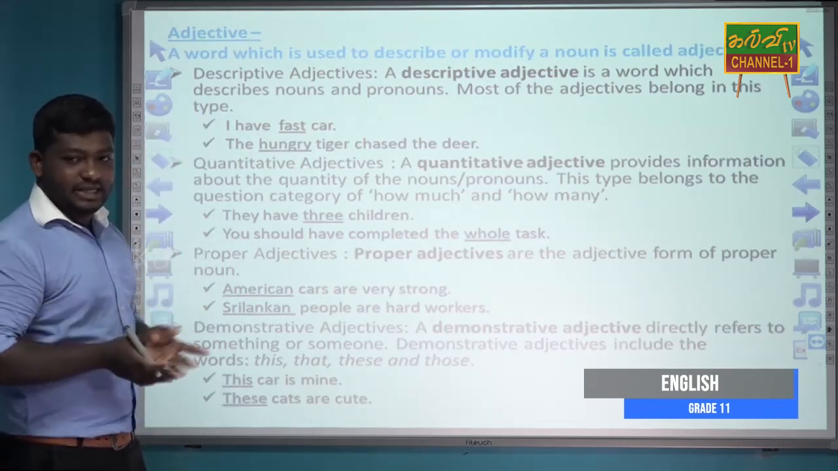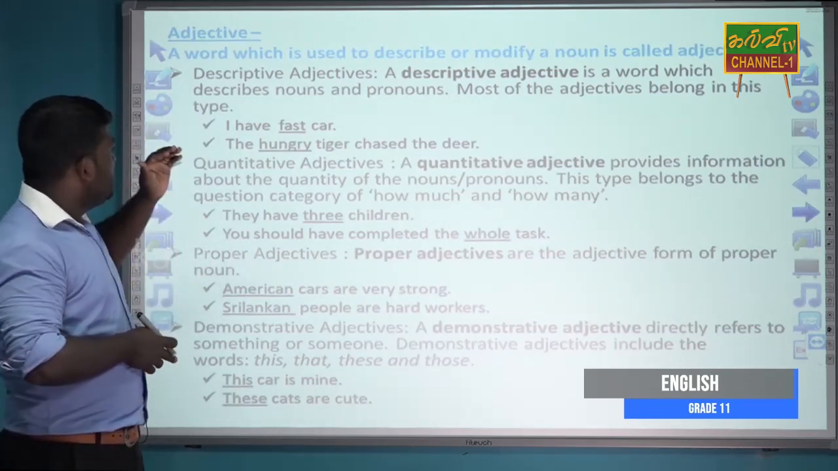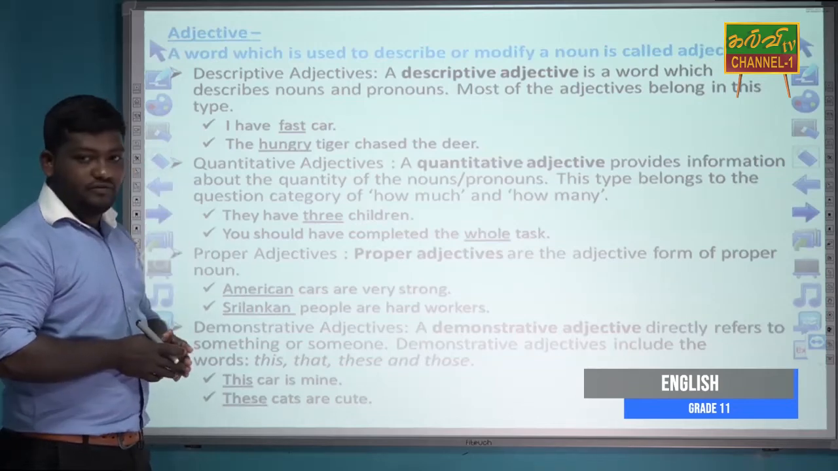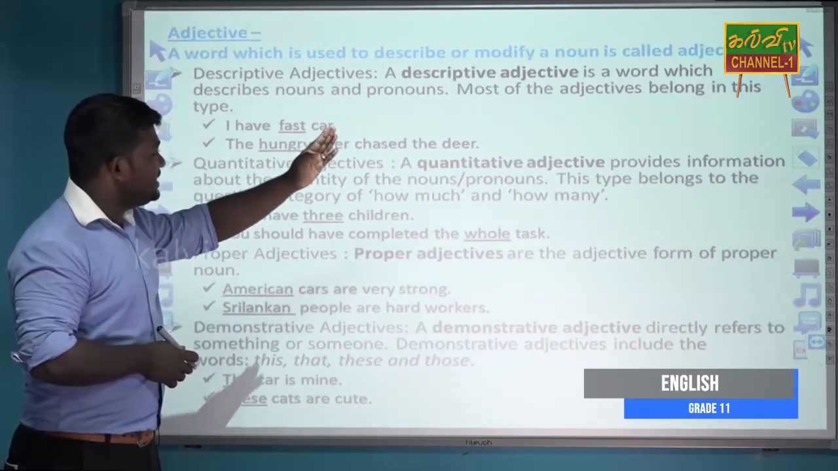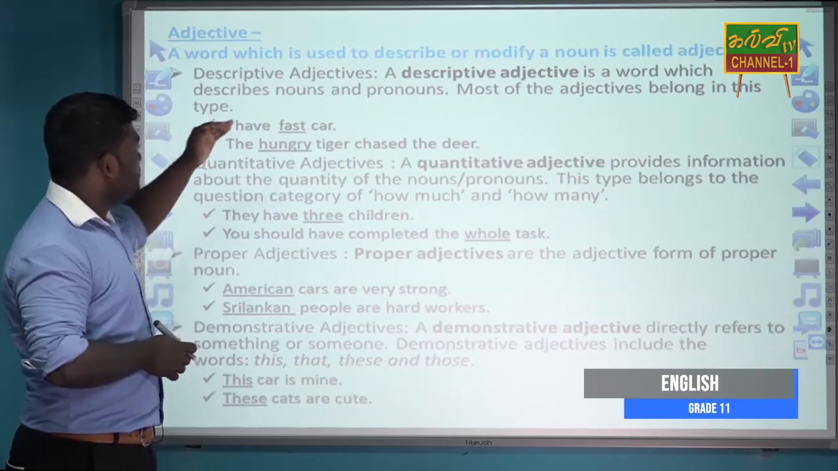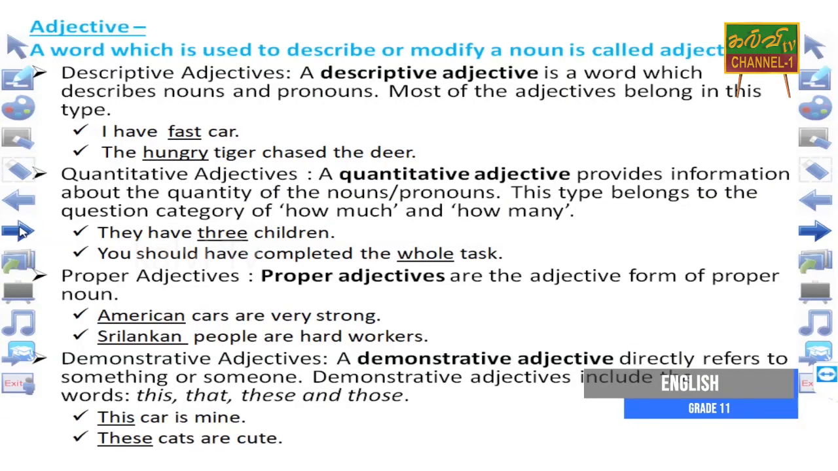First, the first one is descriptive adjectives. We can categorize the adjectives in a number of parts. So first one, descriptive adjectives. A descriptive adjective is a word which describes nouns and pronouns. Most of the adjectives belong to this type.